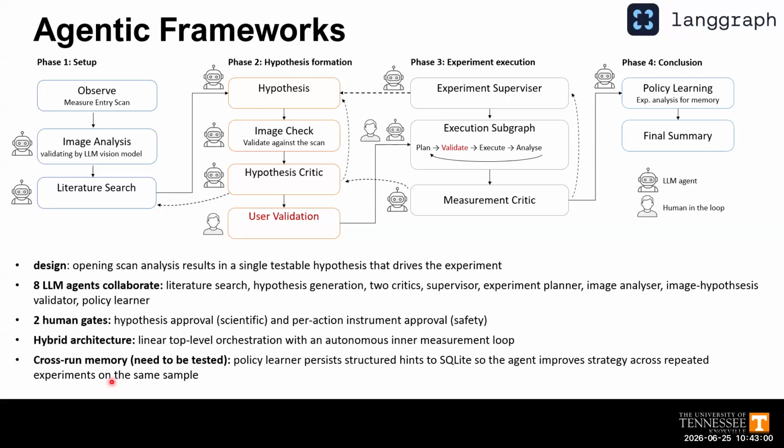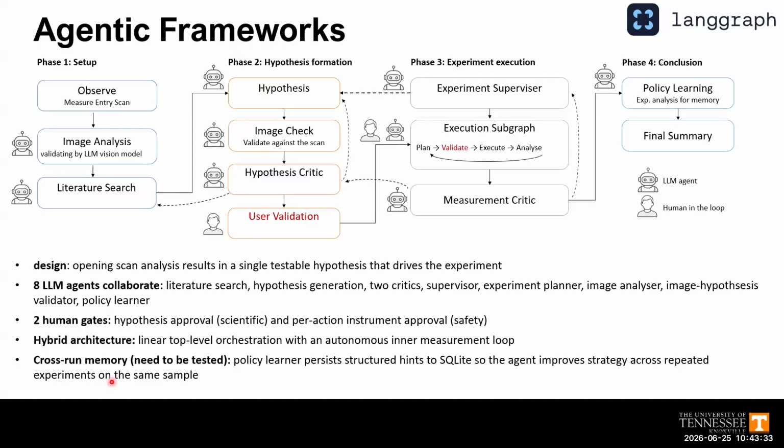We can then have something called an experiment supervisor, which decides what measurements can be done next. We can also include a measurement critic, which says, hey, I don't like the tools that you're trying to call. It doesn't make any sense for this specific action or the goal that we're trying to create, so you need to change that. And then we can have execution. So basically, it will plan, validate, execute, analyze, and loop over again.